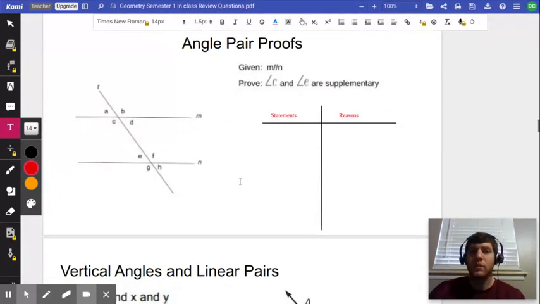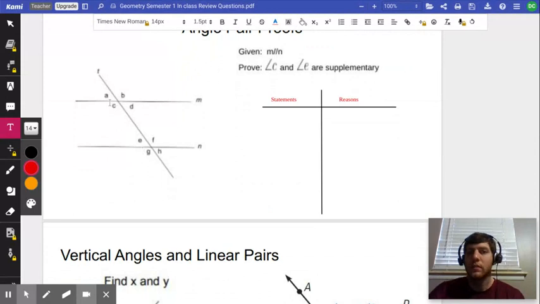All right, this one's very similar here. C and E are same side interior, so we know they're supplementary. But the idea is we're trying to prove the same side interior angles here are supplementary. So we can't use the same side interior angle theorem. We're going to have to use other things. All right, so let's start with our given. So step 1 here, M is parallel to N, and that is your given.